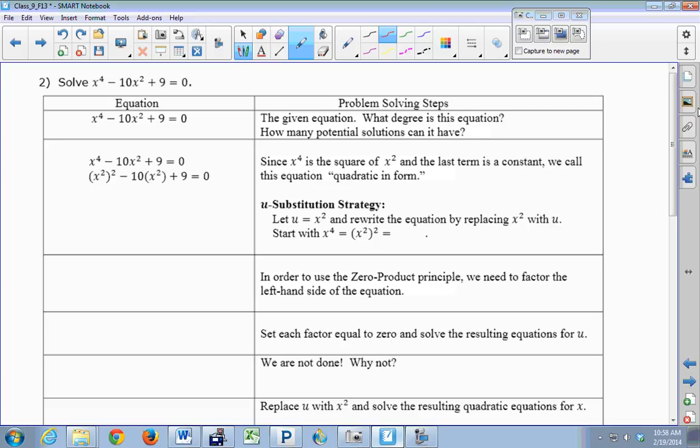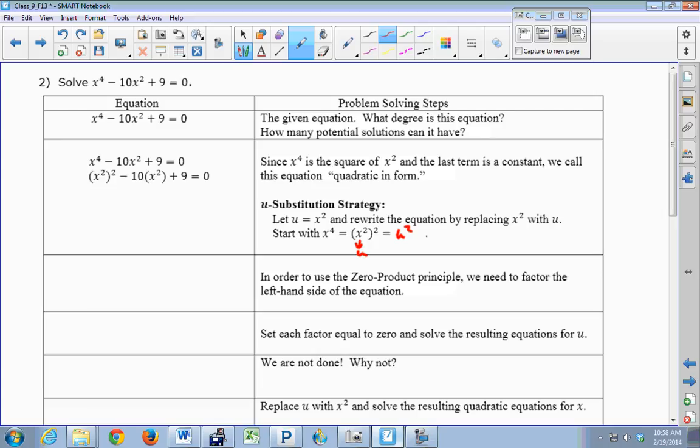So again, you have to recognize the pattern that your first term, x to the 4th, is squaring your middle term. That x to the 4th is when you square x squared. Once you recognize that, you know you're in this pattern of being quadratic in form, so you do this thing called U substitution. You say, I'm going to let U equal x squared. And when you do that, x to the fourth becomes x squared squared. And since this is equal to U, we can say x to the fourth is equal to U squared.